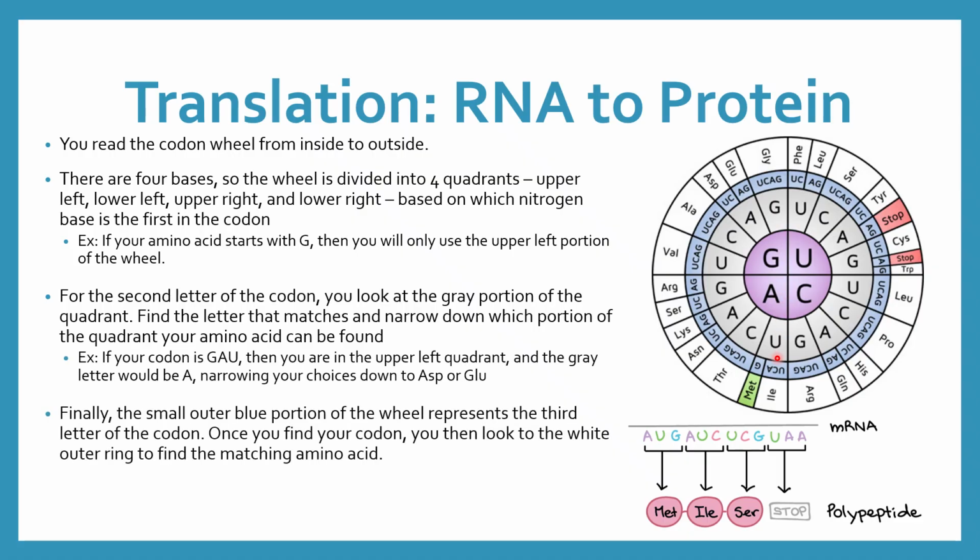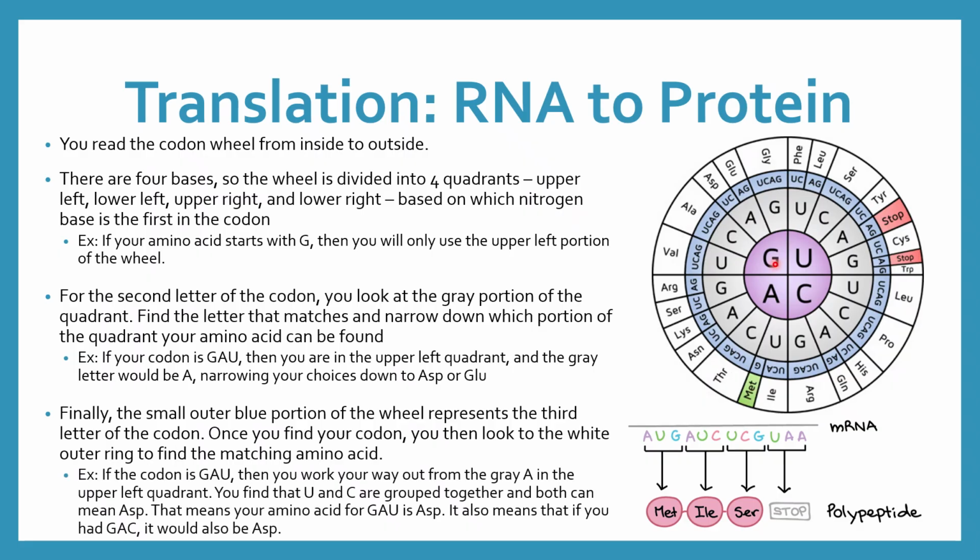Now, your final letter is going to be in this blue ring. So we're in the bottom left quadrant. I found out that the first letter was A, the second letter was U. Now here within this tiny area that corresponds to the U, I'm going to look for my third letter, which was a G. So I have U, C, A, here's the G. So that's telling me AUG gives me the amino acid met or methionine. So you're always going to work your way out from the purple first letter to the gray second letter to the blue third letter, and it will tell you what the amino acid is.